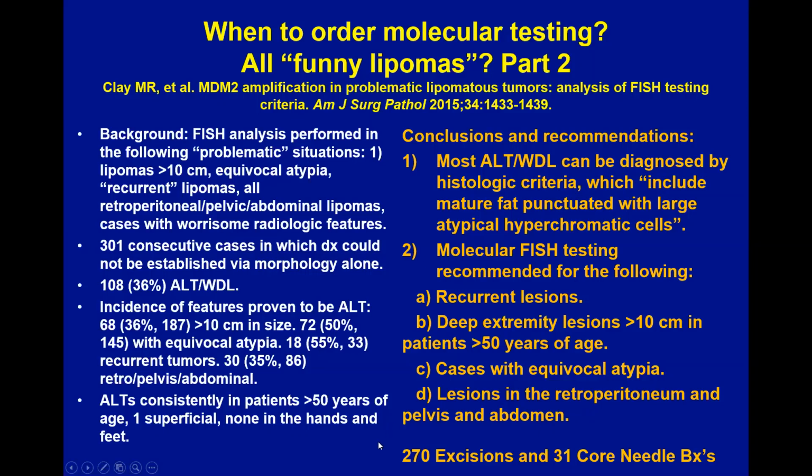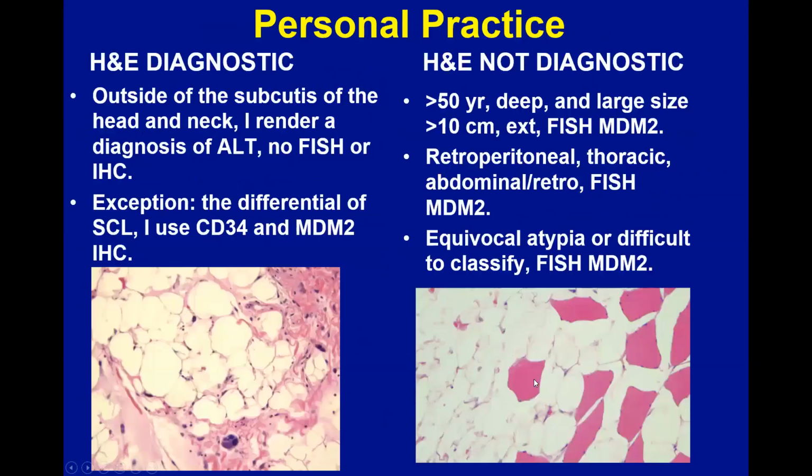It's important to note that this study involved 270 excisions and 31 core needle biopsies. So it wasn't just limited to excisions with negative margins, it also involved small biopsy specimens as well. So how do I translate this into my own personal practice? And of course, we all have our own bias, but I'm going to give you an example of how I divide this. So when do I order FISH and when do I not?